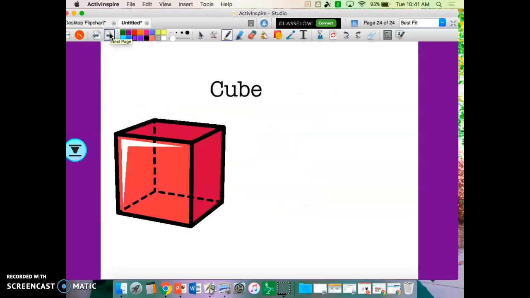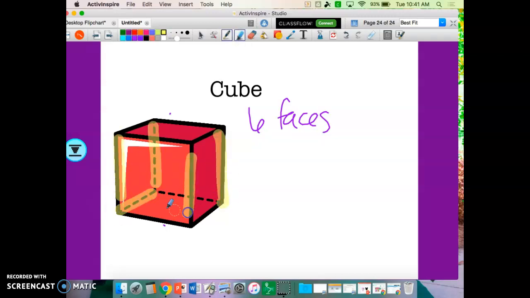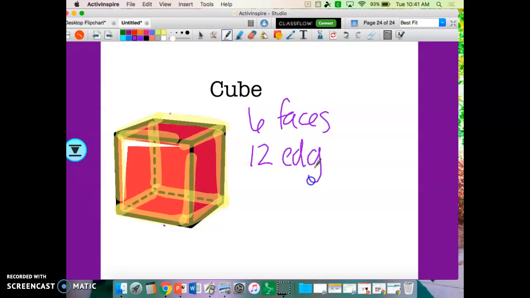All right, our cube's going to actually be the exact same. We've got a bottom and a top face, 2 side faces, and a front and a back. So we're at 6 faces. It's going to have 12 edges, 1, 2, 3, 4, 5, 6, 7, 8, 9, 10, 11, 12. And 8 vertices, 1, 2, 3, 4, 5, 6, 7, 8 vertices.